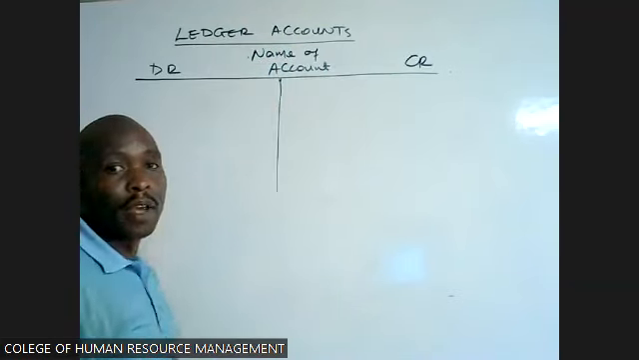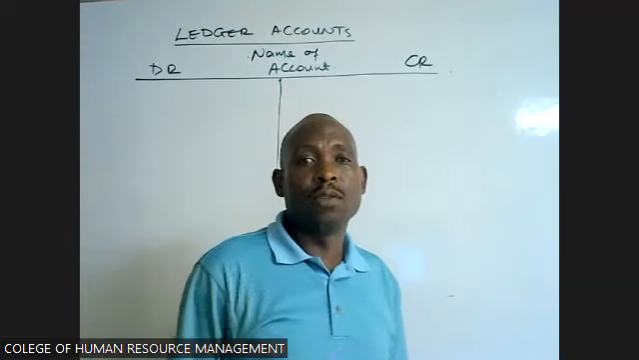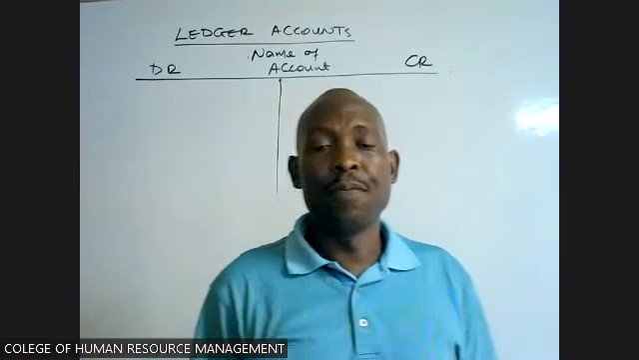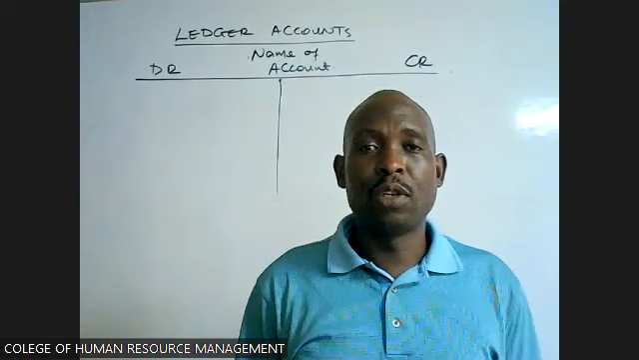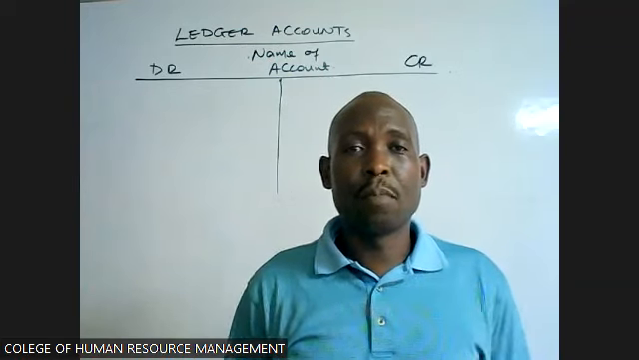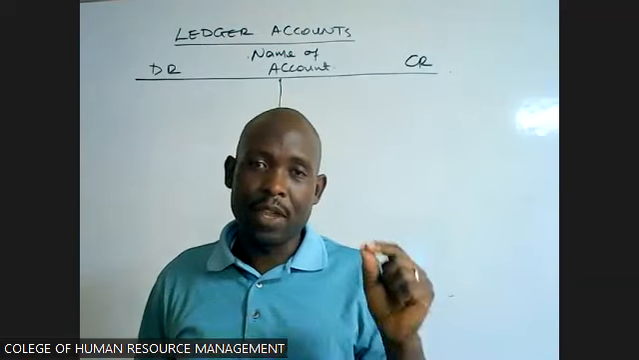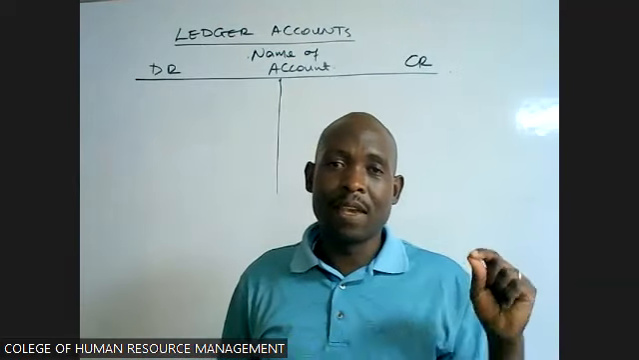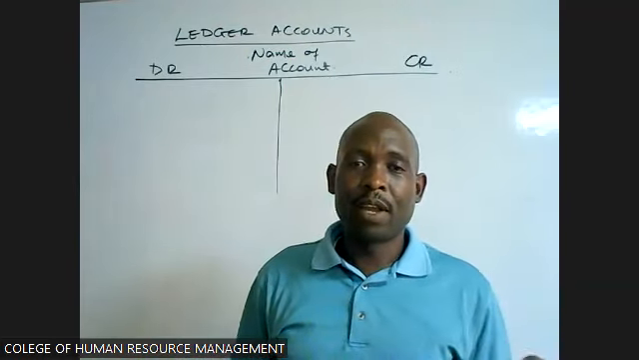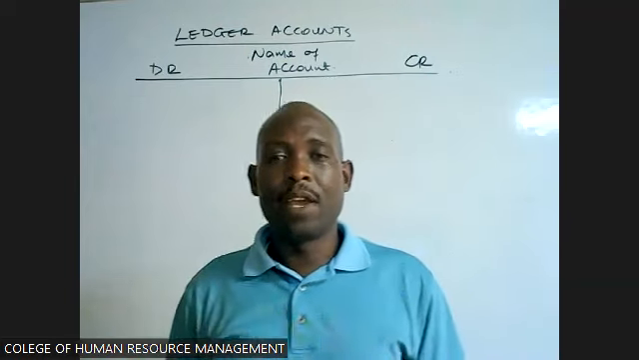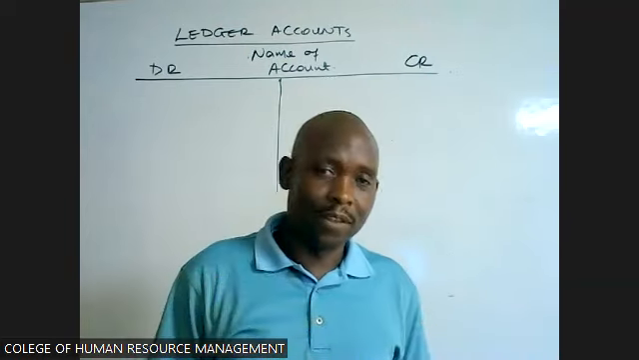Every account must have a name. Either it is a capital account, the cash account, the XYZ limited account, the furniture account, the purchases account, and so on and so forth. So it must have the name, which is normally written at the center there. Then the left-hand side is the DR, the right-hand side is the CR.